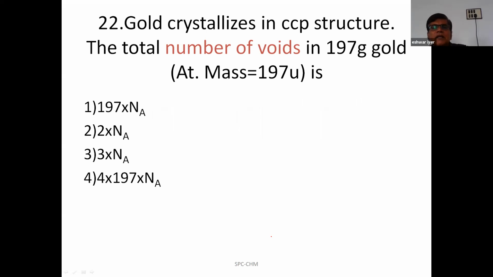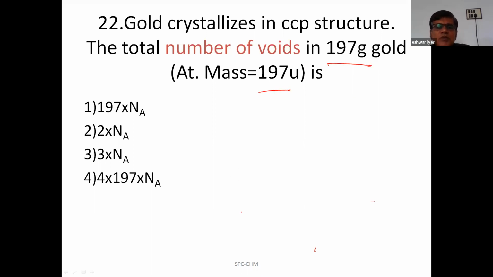Cubic close packing is the same as FCC. The total number of voids in 197 gram gold. Atomic mass is 197. You look at those values. If you look at these values, you feel this clue is easy. So they have given atomic mass 197. The mass of gold we have taken is 197. So it is here 197 grams of gold.